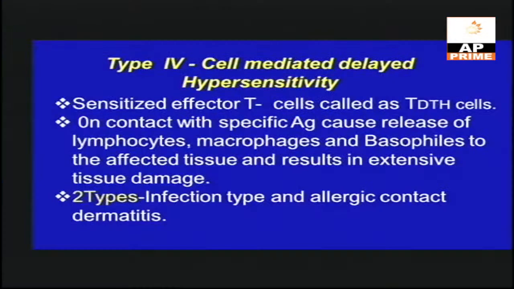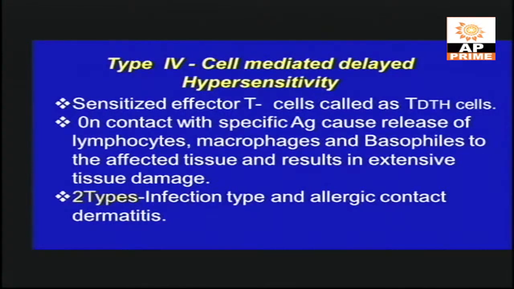Now let us see the type 4 hypersensitivity reaction, which is called cell mediated delayed hypersensitivity. The name itself indicates it is mediated through T cells, and here the subset of T cells called TDTH cells, which stands for delayed type hypersensitivity T cells, are involved, and the symptoms take a very long time to appear. That's why it is called delayed hypersensitivity.